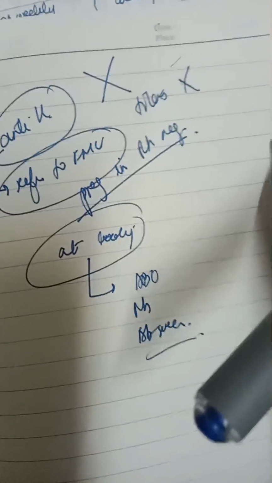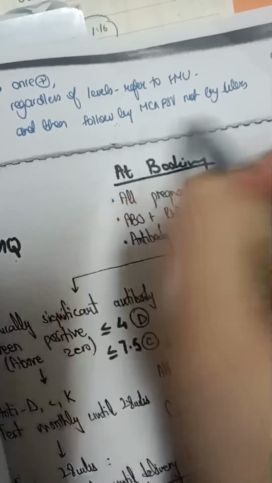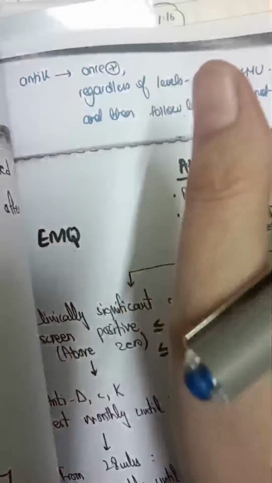Okay, so this is very important. I've written this at one place: anti-K once positive, regardless of the levels, refer to the fetal medicine unit and then follow by the middle cerebral artery PSV, not by titers. Do not follow this antibody by titers. Follow this by Doppler directly. So it's a very important point which you guys should know.